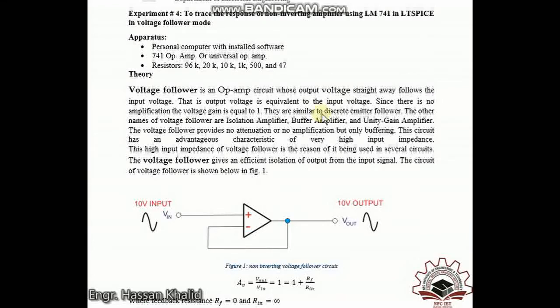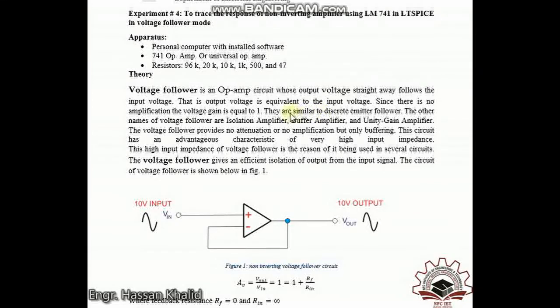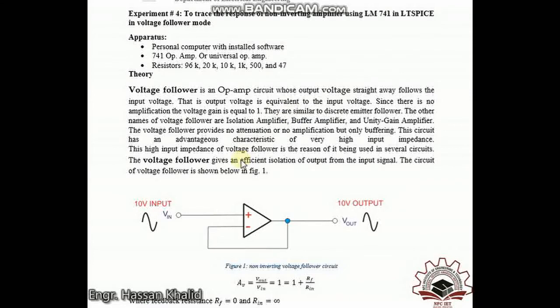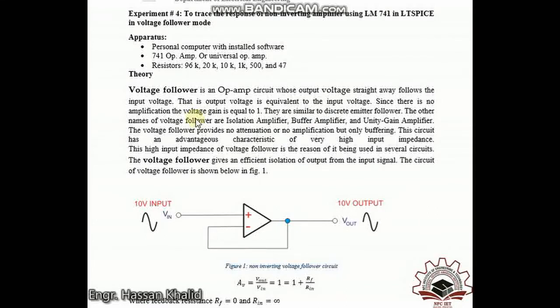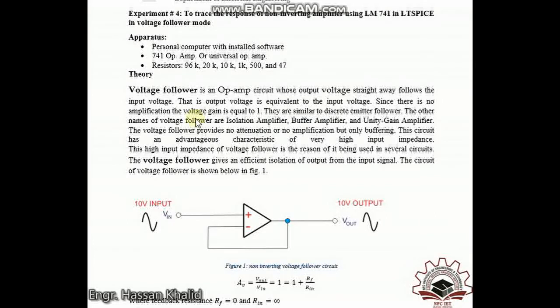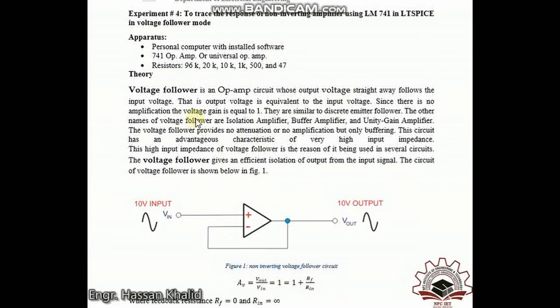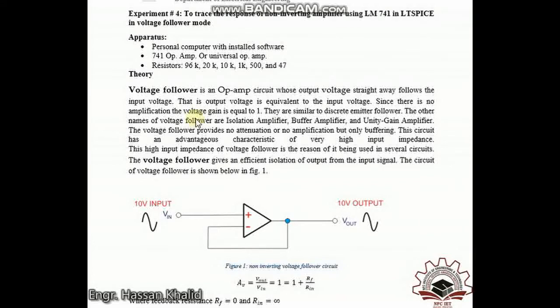Now, what is the voltage follower amplifier? The voltage follower amplifier is an operational amplifier circuit that traces the output with respect to the exact values of the input that is being fed to the circuit. This means that there will be no amplification on the output side. Whatever input signal is presented to the input terminal of your 741 IC will be traced exactly with the same phase and the same amplitude on the output side. This is what we call a voltage follower amplifying circuit.